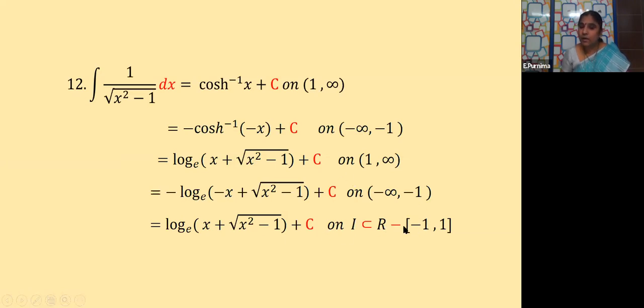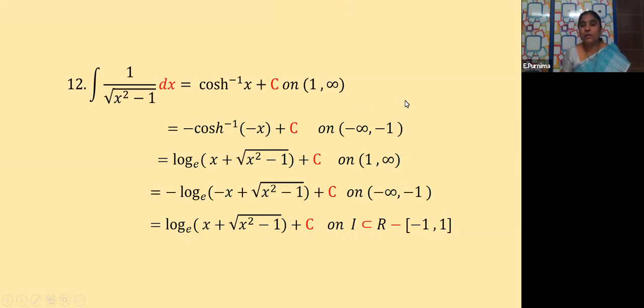And here there is a 5th one. What is it? Excluding these values, that is, the closed interval minus 1 comma 1, excluding these values from the real number set. The remaining values of real numbers: what is the value for this integral, 1 by under root of x square minus 1 into dx? Log x plus under root of x square minus 1. So what is the meaning of this?